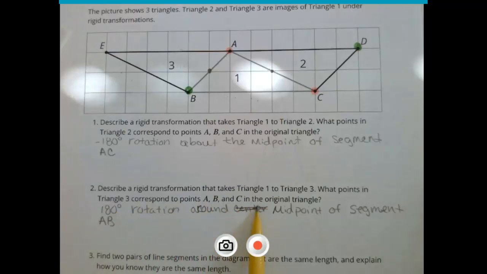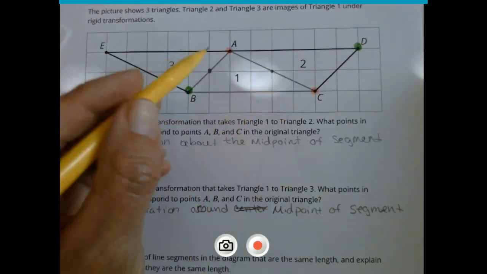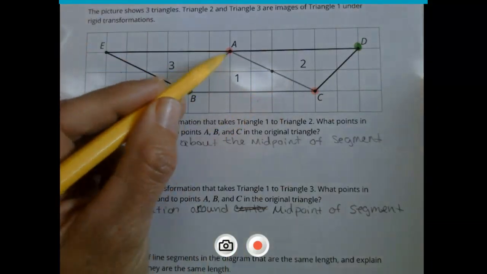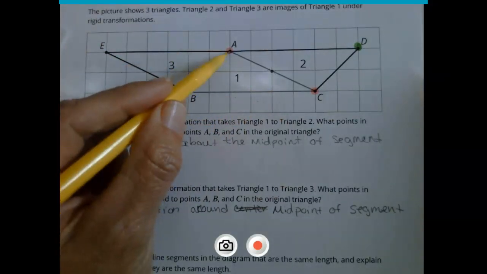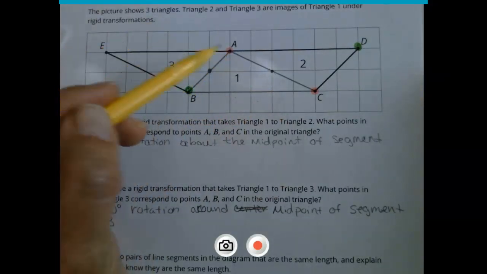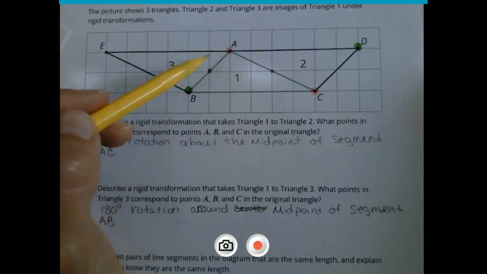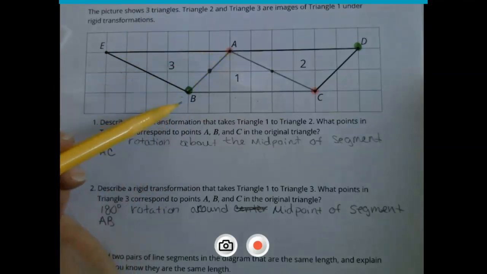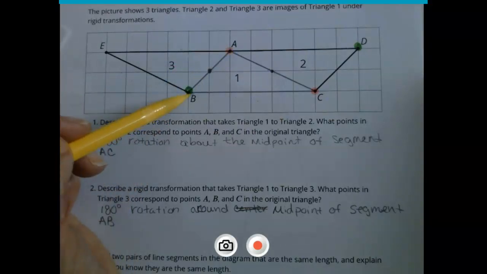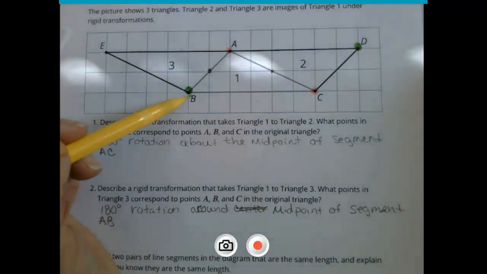Okay, so if we looked at it, let's see, I would say that my original point A will correspond to B. So A will correspond to B, okay? Because once again, it's making that 180 again. Then B corresponds to A in the original, okay?